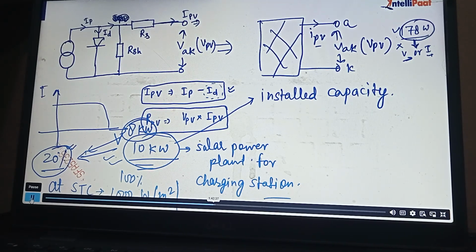And N region, right? So let me draw a particular circuit.